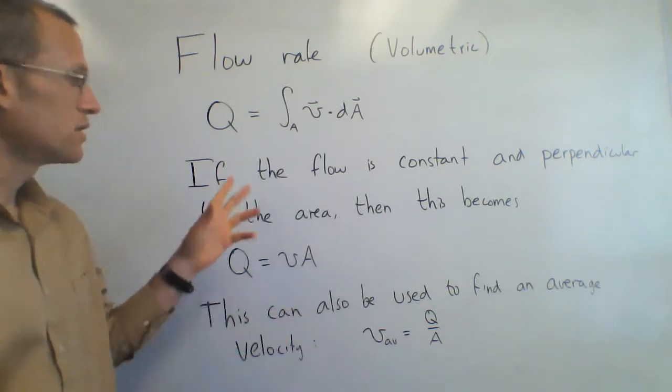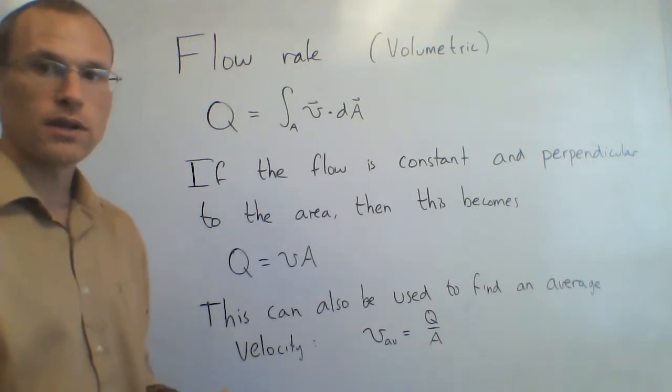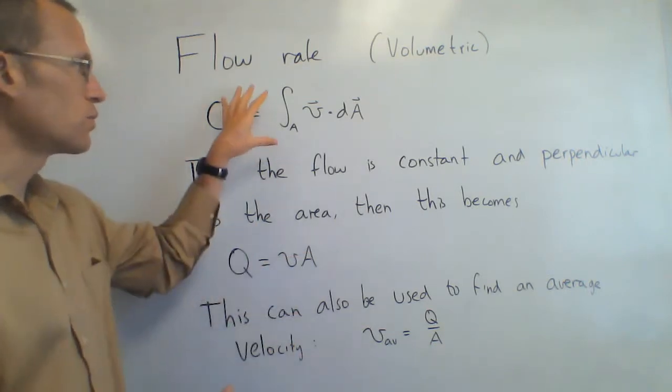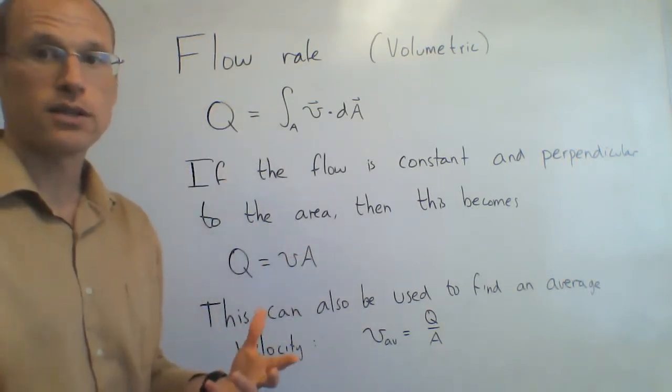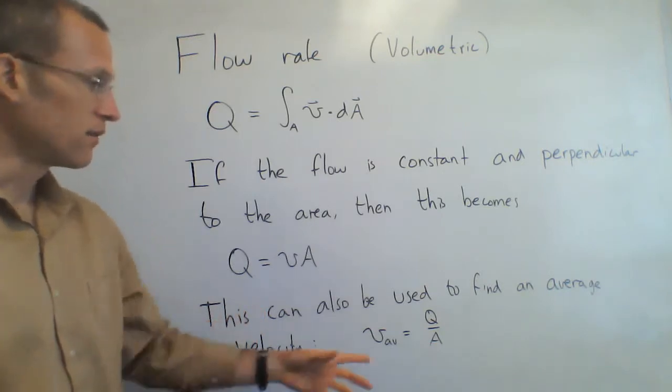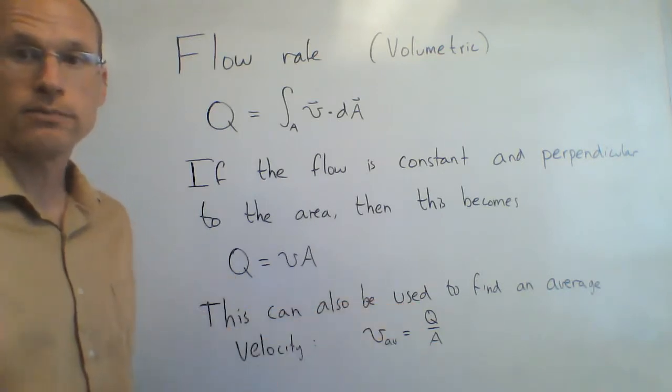I can actually use this to define an average velocity. So again, if that velocity is not constant, I have to find it this way. I can find the average velocity flowing through that area by taking the flow rate and dividing by that area.